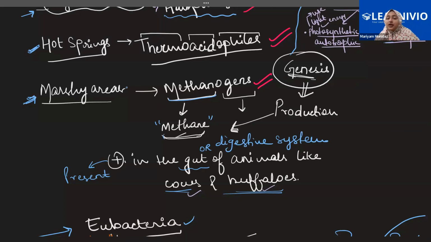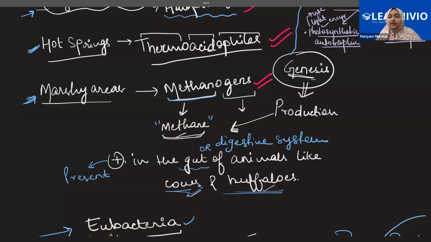Apart from that, they are also found in the digestive system of cows and buffaloes. These archaebacteria are known as methanogens, because they produce methane. When they do their respiration and everything, they produce methane, which is a gas that can be used as a fuel. So these methanogens are present in the gut of cows and buffaloes.